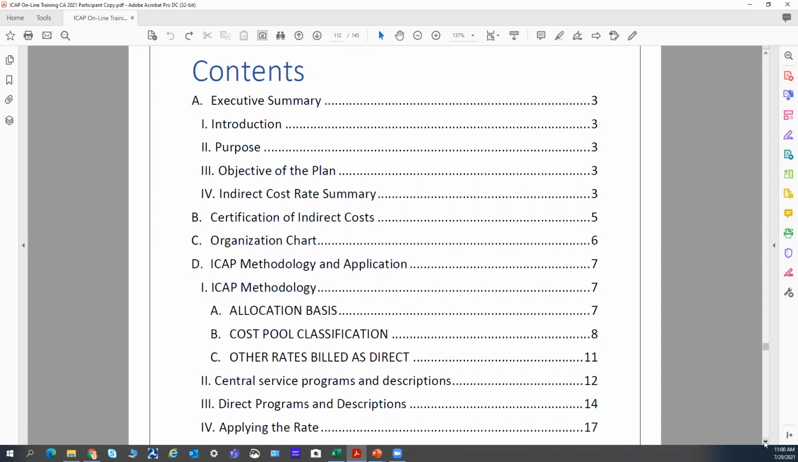So their fiscal year is July 1st through June 30th. And we started in late July of the year before. So they just now started applying their brand new and first indirect cost rate to their program this year. But we actually got it done in February. So it took us about 7 months to do.